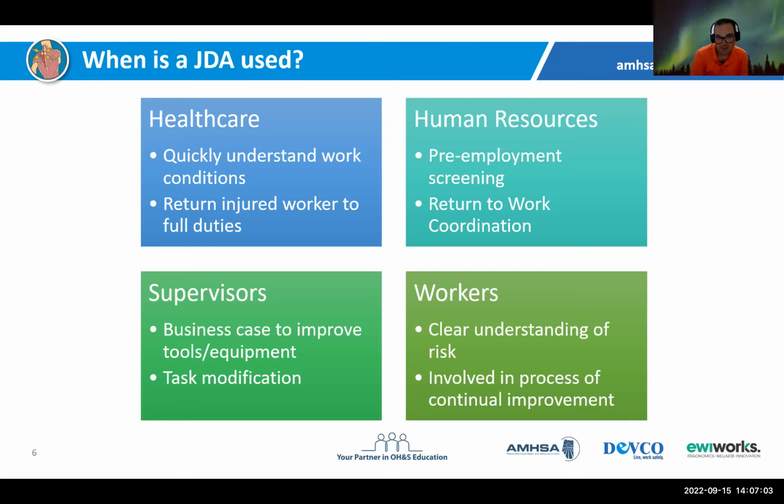Supervisors, they should be using these as a good business case to improve tools or equipment. So if a supervisor is aware that a better tool is out there, they might use a JDA to say, hey, we're putting our workers at this level of risk, but this other tool would reduce that risk. And supervisors could also use the JDA in coordination with human resources to help with task modification, to help with selecting work that might be appropriate for a return to work case or things like that.